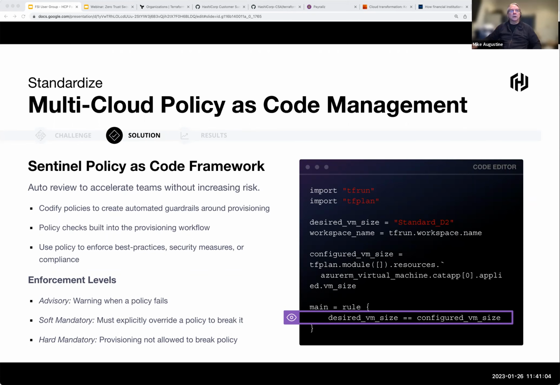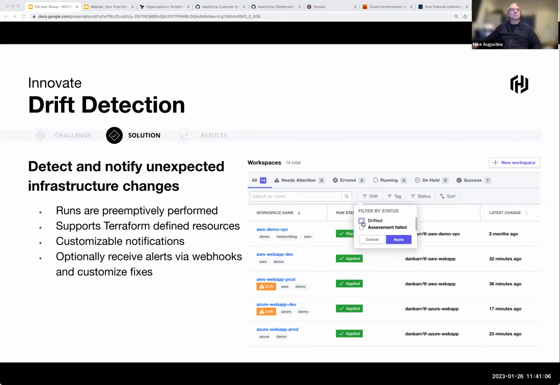Very, very key. Something else that is a big enhancement added recently is drift detection. A lot of people have tried to do this in some ways with other products, and even against Terraform. We had to wait until we had it done right.